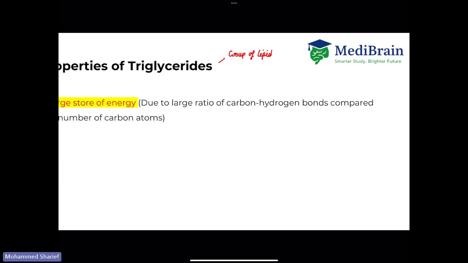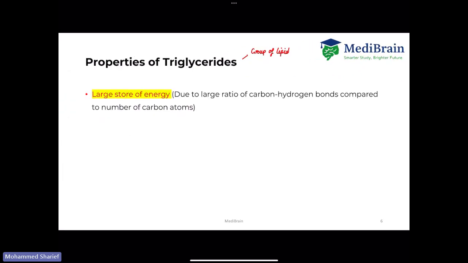One of the main properties of triglycerides is that it can store a large amount of energy. Imagine you need to run, you need to respire, you need energy. Where's the energy coming from? It's coming from a storage of fat inside your body. That's one of the sources of energy. So triglycerides store a large amount of energy. Why do they store a large amount of energy?